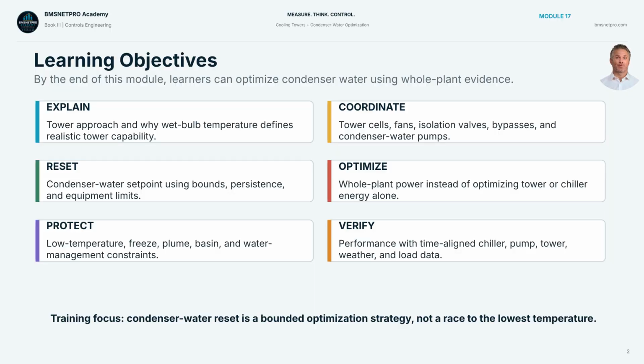The objectives are based on field decisions. You will explain tower approach, coordinate cells and fans, build a bounded condenser water reset, and avoid optimizing one component while penalizing another. You will also protect low temperature and freeze limits, consider water treatment and plume constraints, and verify performance using synchronized plant evidence. The main habit is simple. Measure the full plant boundary before calling a reset strategy successful.